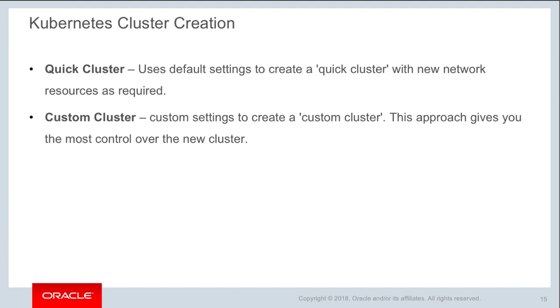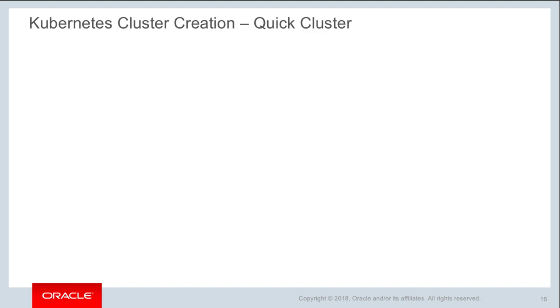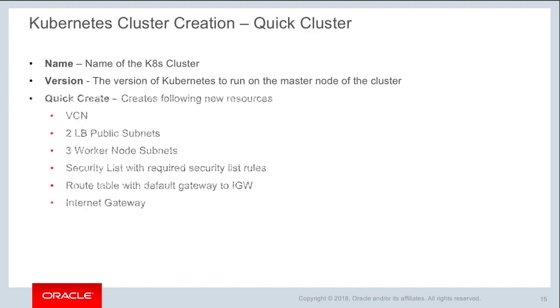So you can either choose a quick cluster creation, which basically automatically creates the underlying infrastructure components and uses the default settings for those, or you can also do a custom cluster creation. So next we will take a look at what happens when you create a quick cluster. In the case of quick cluster, it only asks you the name of the cluster that you want to create, the version of your Kubernetes cluster. So currently the latest is like 1.11. It asks you what type of version that the Kubernetes master should run on.